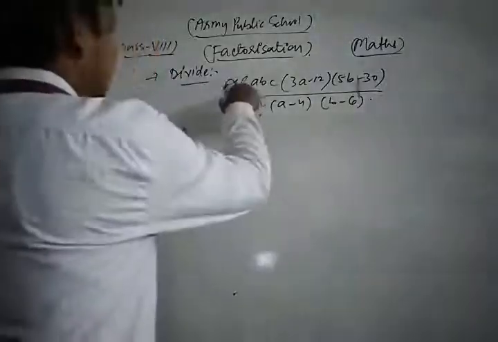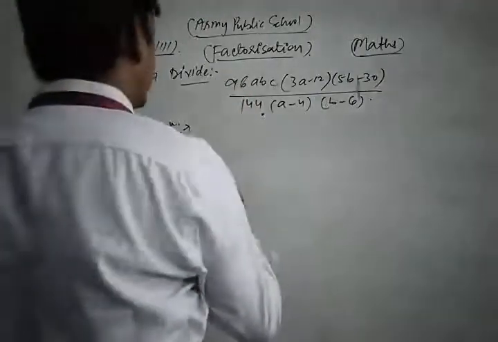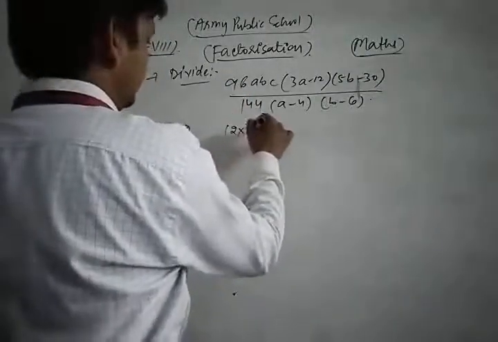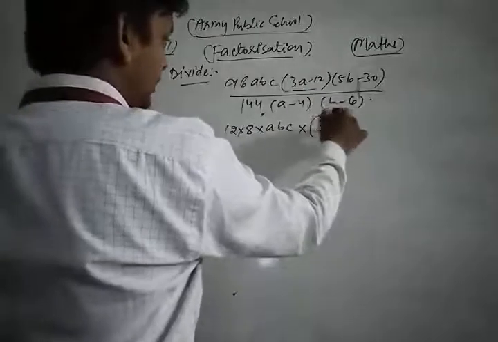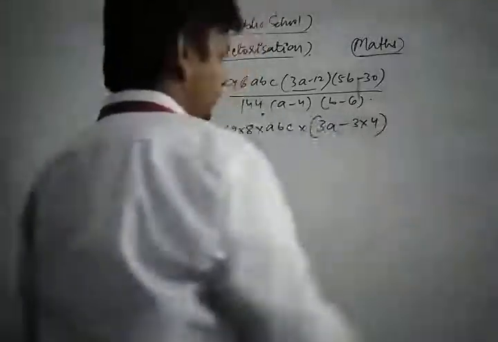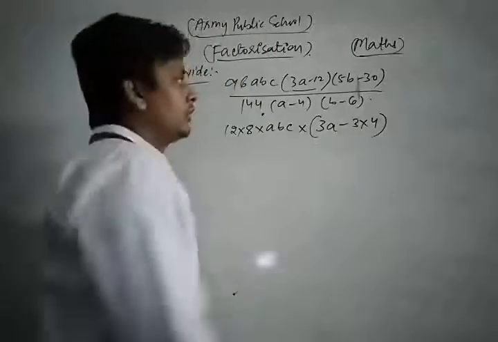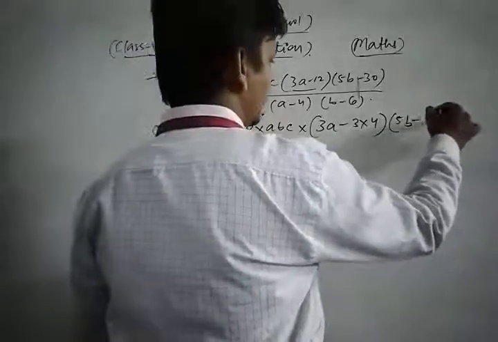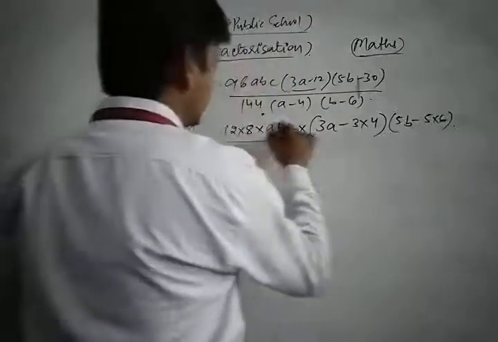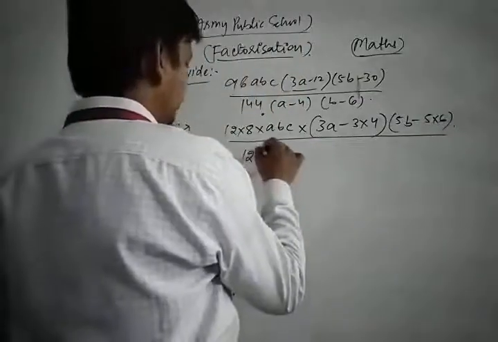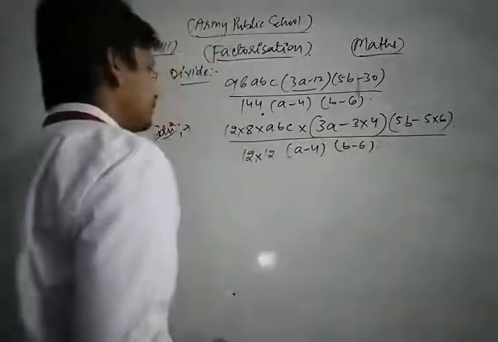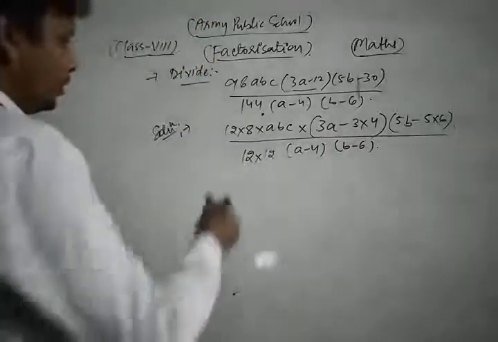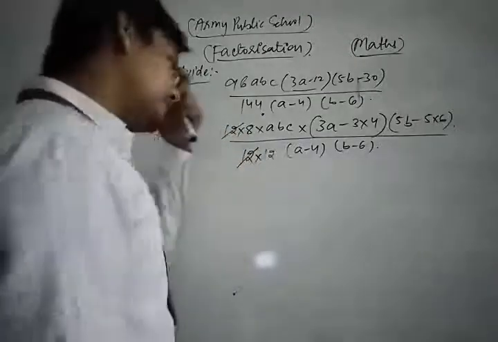So first we can write 96 as 12 into 8 into A, B, C, as it is. Now from these two terms we can write 3A minus 3 into 4, because we can factorize it. Now here this is 5B, as it is, minus 5 into 6. Now in the denominator we can write 144 as 12 into 12, and this is A minus 4 and B minus 6, as it is. Now look here, the 12s cancel each other.